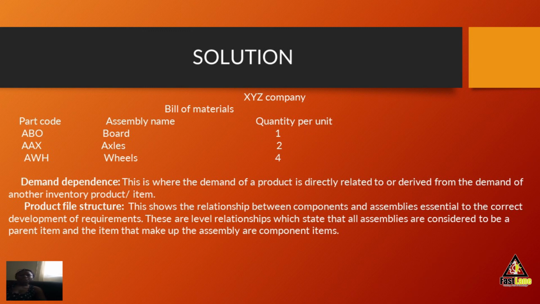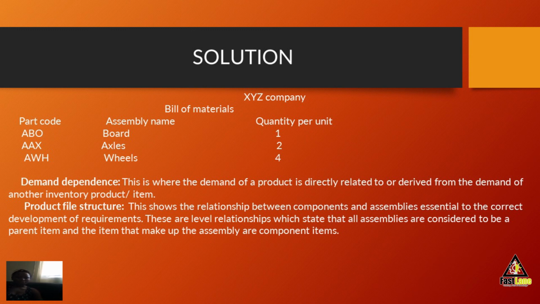What do we need? Why do we need part codes? For easy identification. So for boards, we can decide to have ABO as the part code of boards. Then AAX for axles and AWH for wheels. Then we said for boards we want 1 unit per skateboard. So the quantity per unit will be 1.